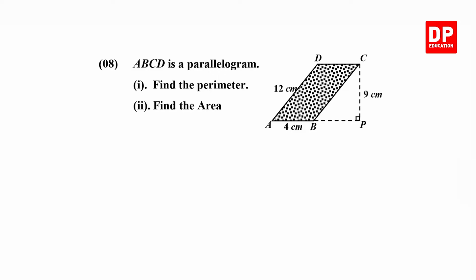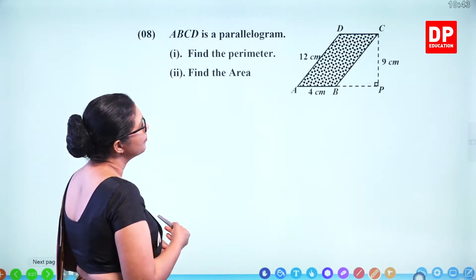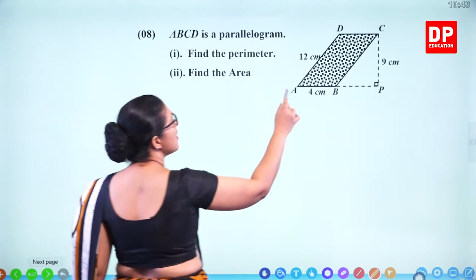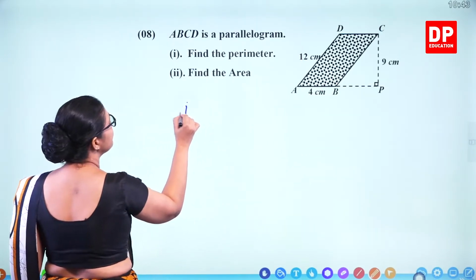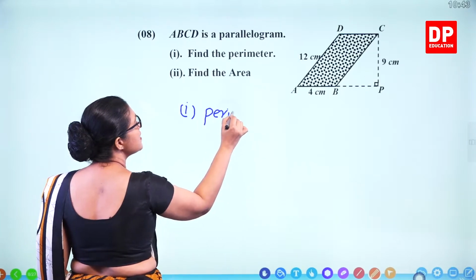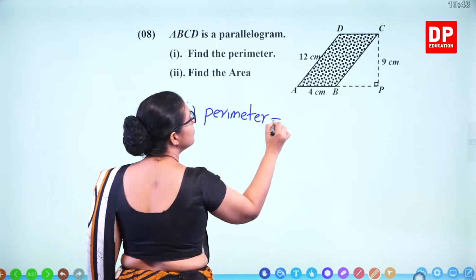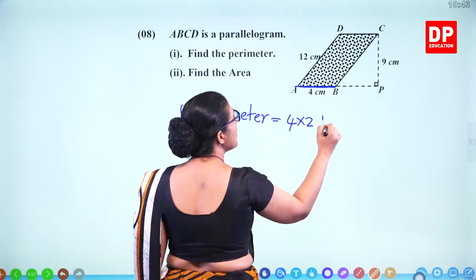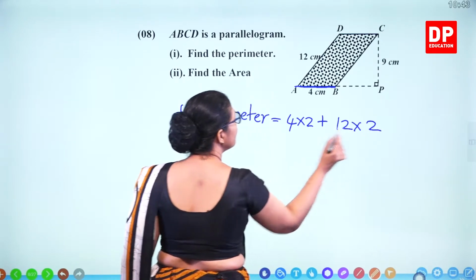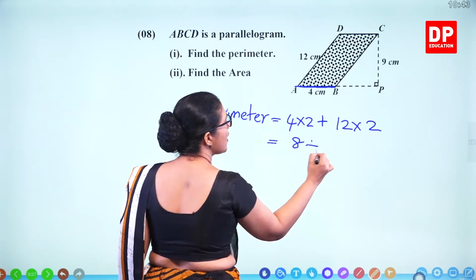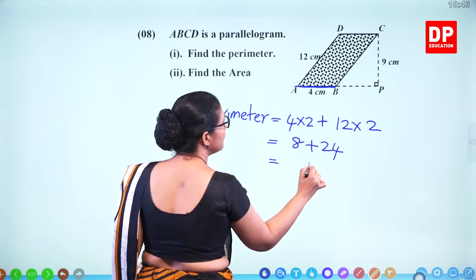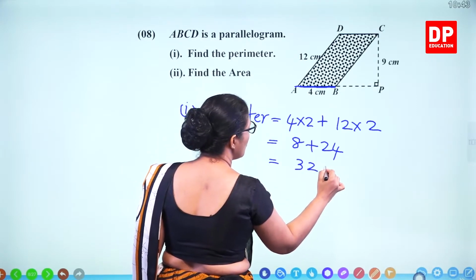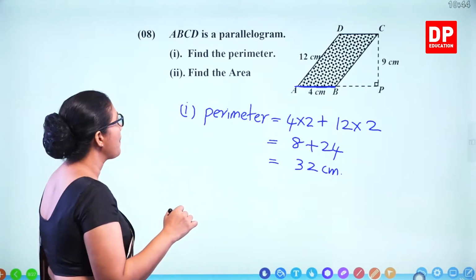Question number 8. ABCD is a parallelogram. Find the perimeter. Just add the lengths. These are the values. So what's the perimeter? Perimeter is equal to 4 twice, and this side 12 twice. Outer length, 8 plus 24, you get 32 centimeters is the perimeter.